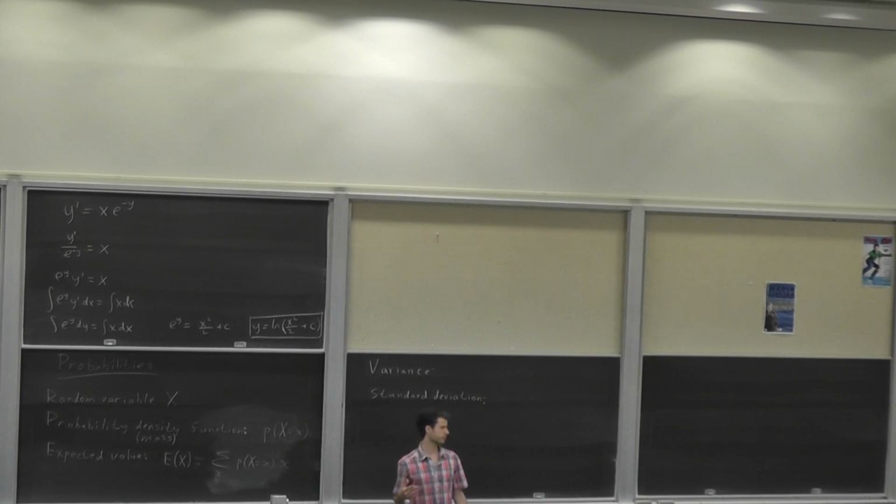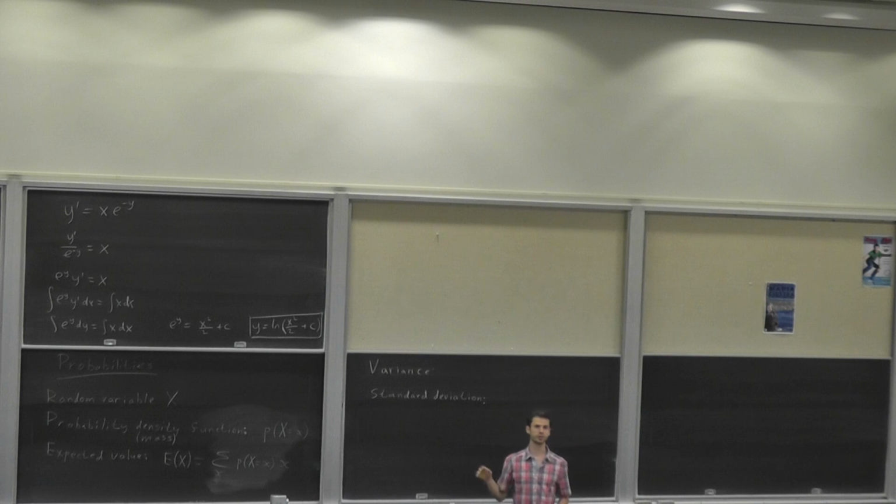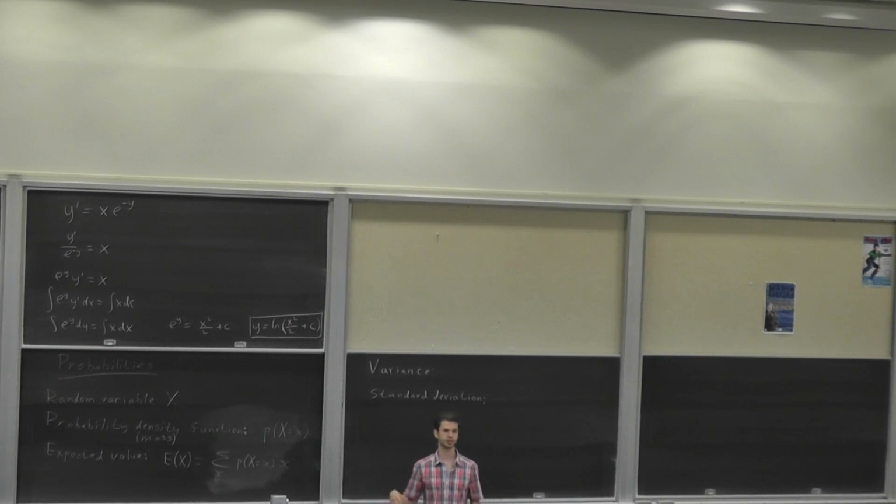So if you flip a coin and your random variable is 1 if you get heads, and -1 if you get tails. Let's say you have such an experiment. You toss a coin, if it falls heads, you get $1. If it falls tails, you give away a dollar.